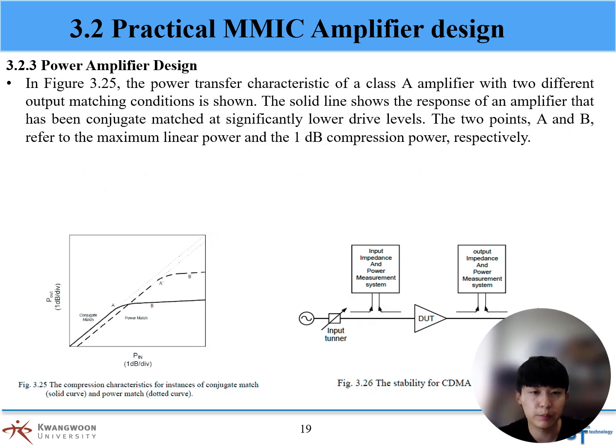In Figure 3.25, the power transfer characteristic of a Class A amplifier with two different output matching conditions is shown. The solid line shows the response of an amplifier that has been conjugate matched at significantly lower drive levels. The two points A and B refer to the maximum linear power and the 1 dB compression power, respectively.